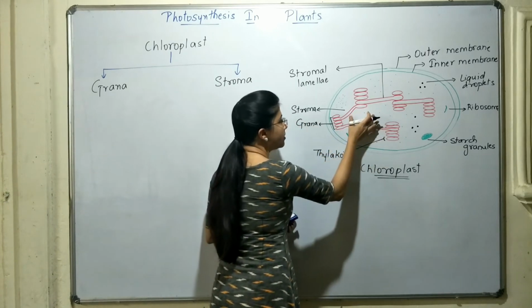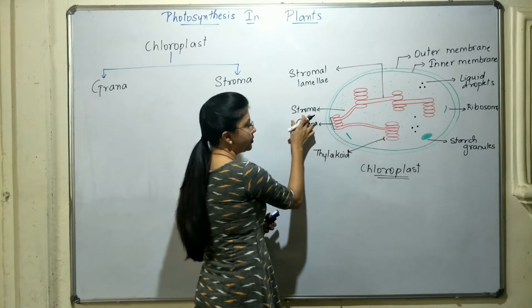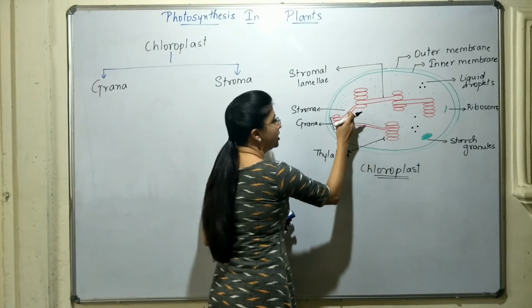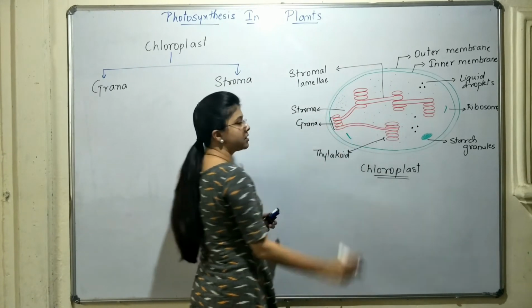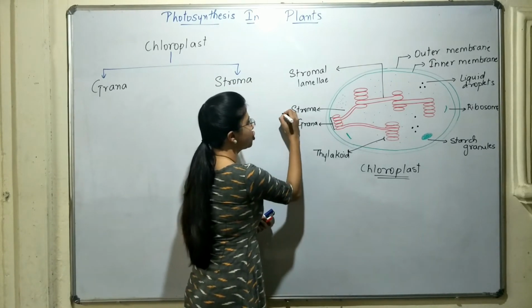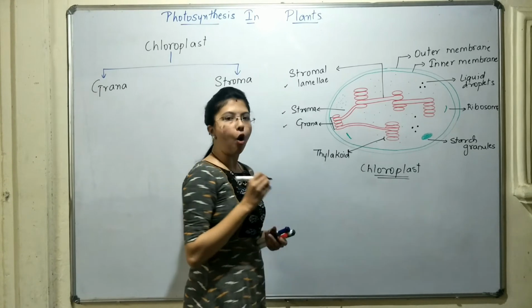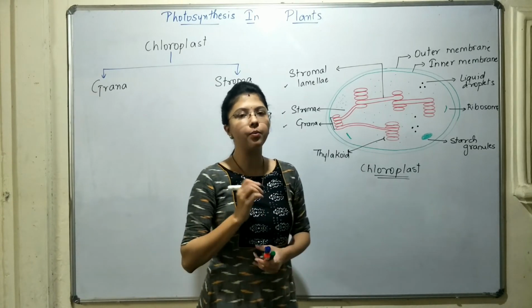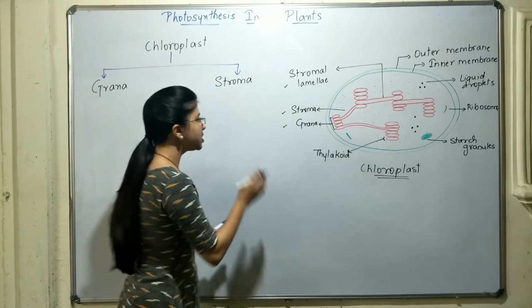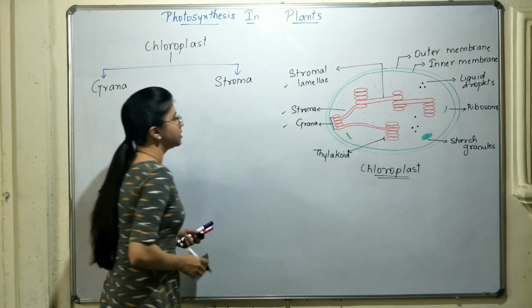The fluid system is formed by the stroma. Grana units are connected together with the help of structures called the stromal lamellae. So the grana, stroma and the stromal lamellae, all of these are involved in the process of photosynthesis. They all have certain roles to play. Let us first discuss the grana and the stroma.